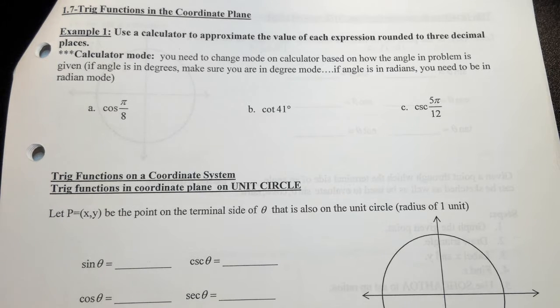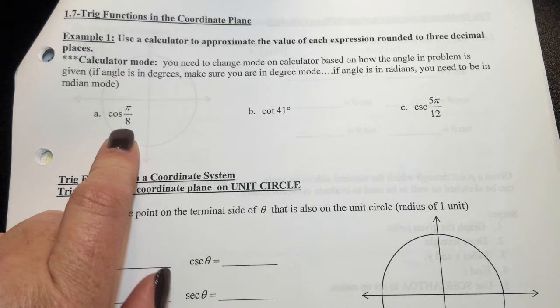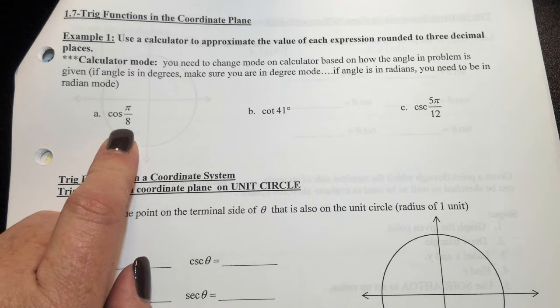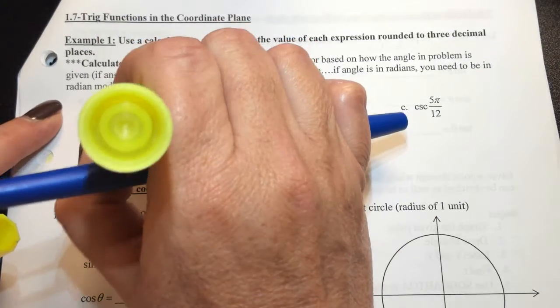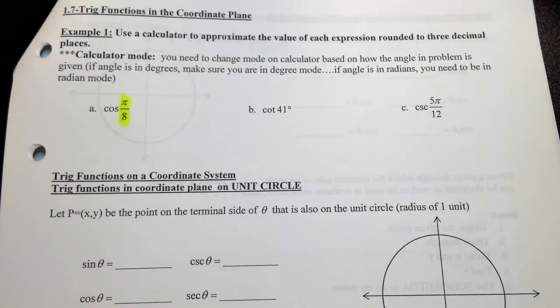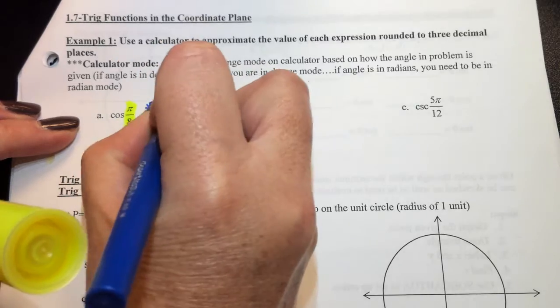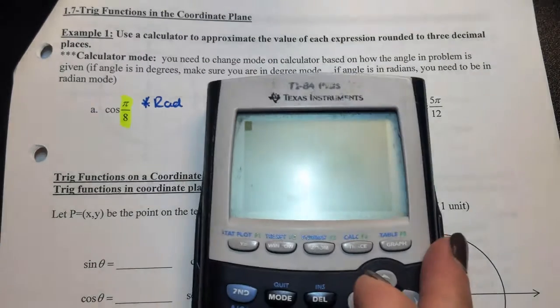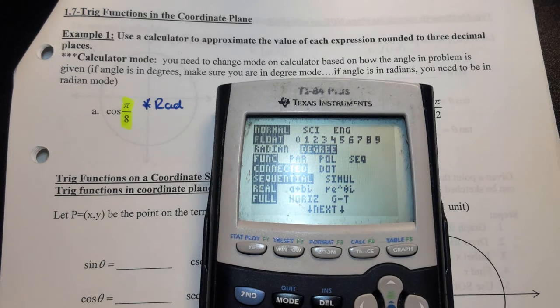So taking a look at part A, if I want to estimate, because anytime you do something on the calculator, it's no longer exact, it's an approximation. If I want to approximate this, look at this angle measurement. What unit of measure is pi over 8? Is this radians or is this degrees? Radians. So what mode on your calculator needs to be in? Radians. So again, in case you forget, you go to your mode, and then if you arrow down to the third option, that's how you can flip-flop between radians and degrees.